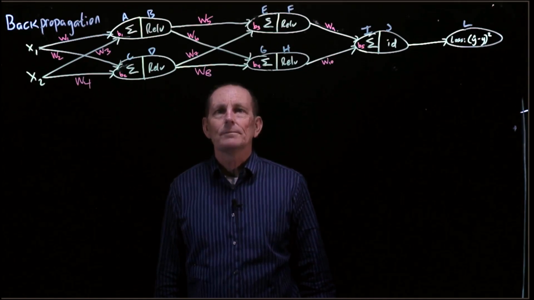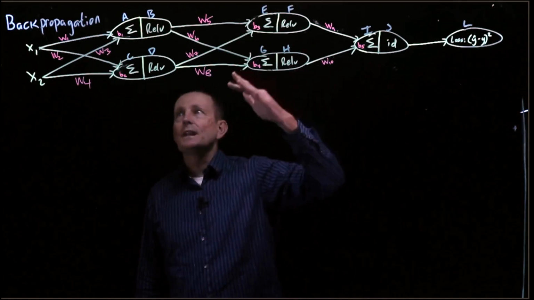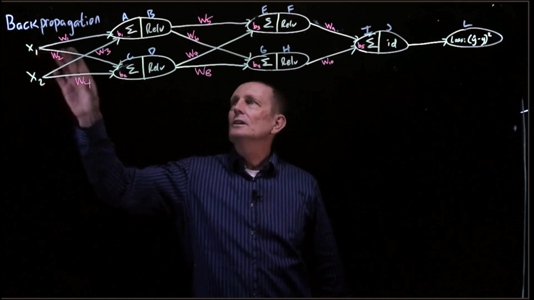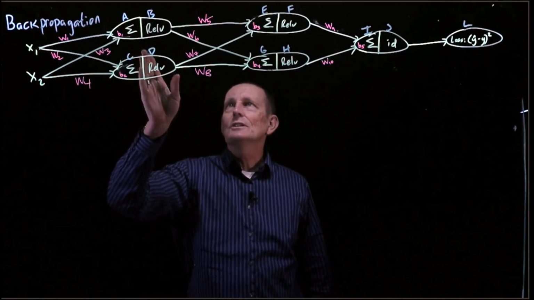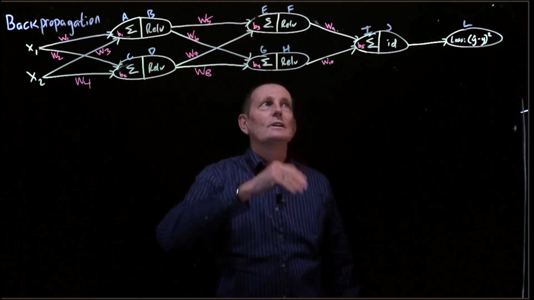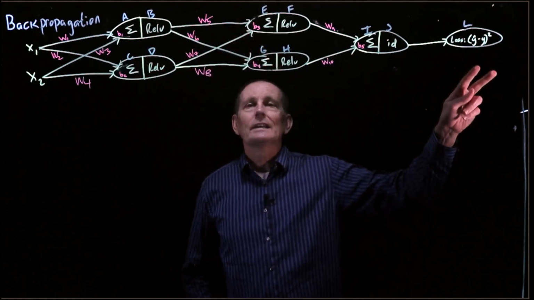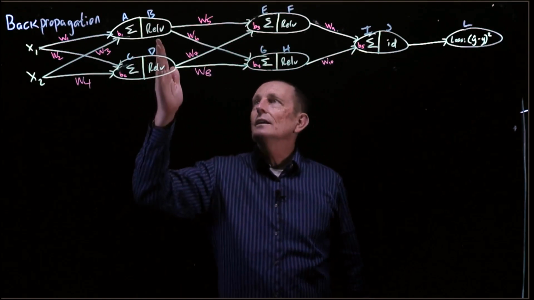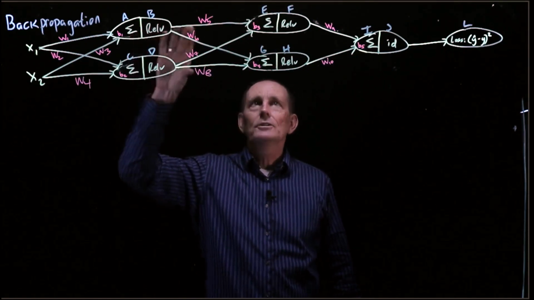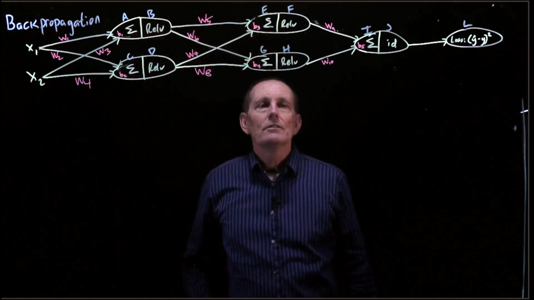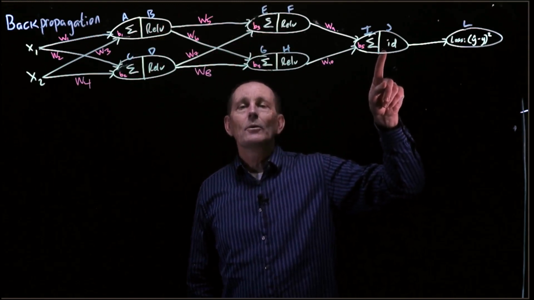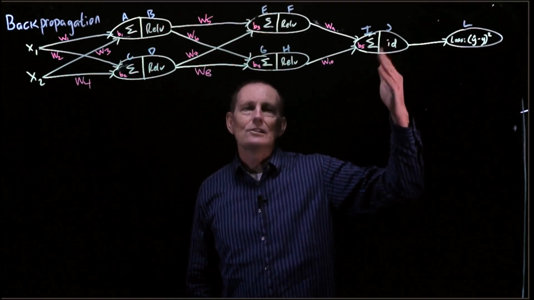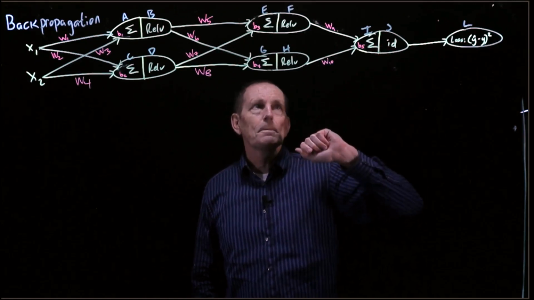Let's talk about backpropagation. So we have got this network here, x1 and x2 coming in to a layer of size 2, another layer of size 2, a layer of size 1, and finally our loss function. The activation functions are ReLUs in all of the nodes, all of the layers except the last layer where we have an ID function. ID, I just mean f of x equals x.